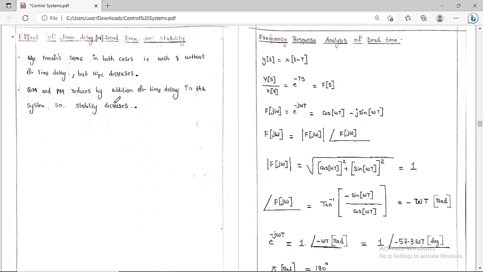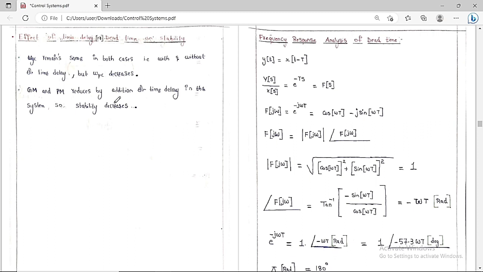So the output is basically the delay of the input. Therefore, we can ask what the effect of the time delay or dead time is on the stability. This concept we are going to see. So omega GC remains the same in both the cases, that is, with and without time delay, but omega PC decreases. The gain crossover frequency remains the same in both cases, but the phase crossover frequency is going to decrease.